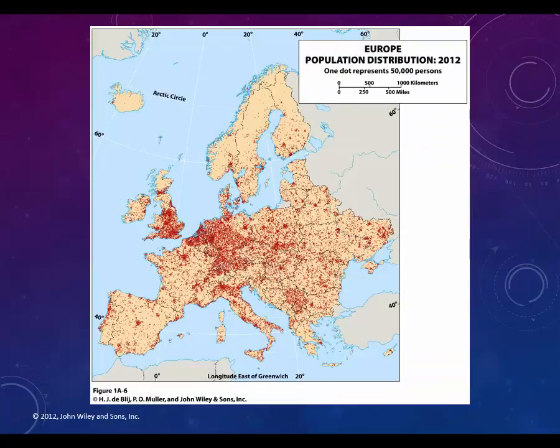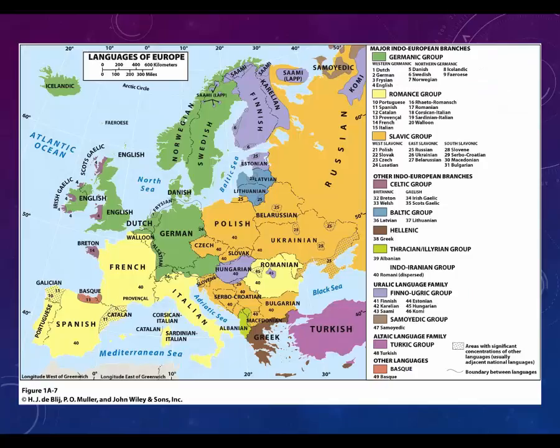Let's check out a map of population density in the European realm. Remember to refer to the scale at the top of the map. I think one of the most fascinating maps in this chapter is Figure 1a7, which shows the languages of Europe broken down in their larger branches. It shows how varied the realm is in terms of the number of different languages people speak.